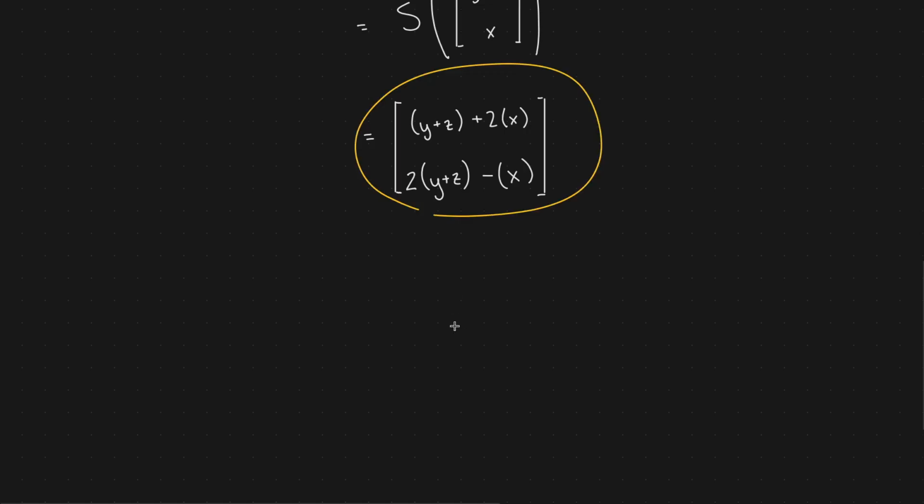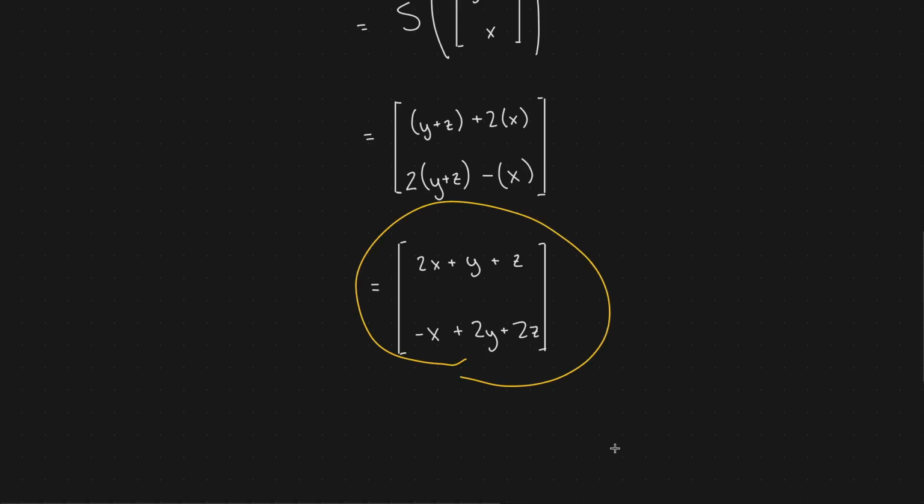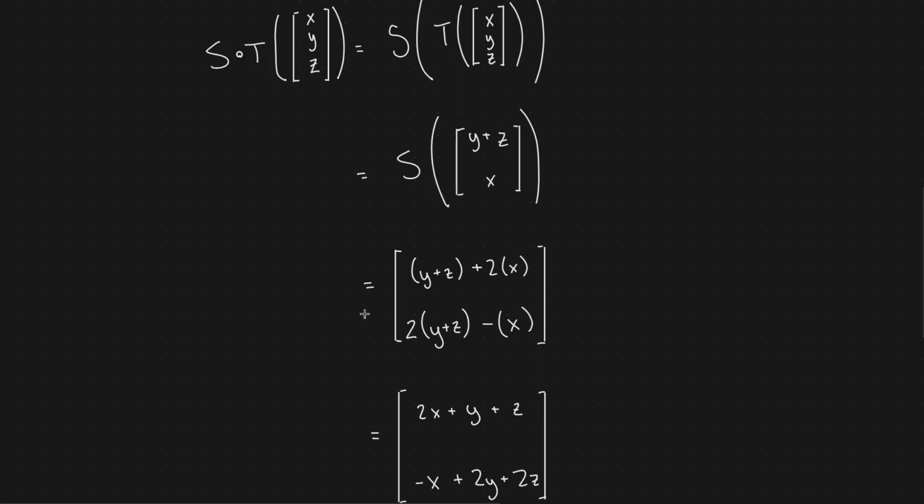Okay, and so that's the transformation. I could maybe tidy it up just a little bit: 2x plus y plus z and negative x plus 2y plus 2z. Okay, that's the composition. That's what I would get if I first apply transformation T to a three-dimensional vector, and then take the result and apply transformation S. This is the final result of doing all of those operations. This is the composition of the two transformations.